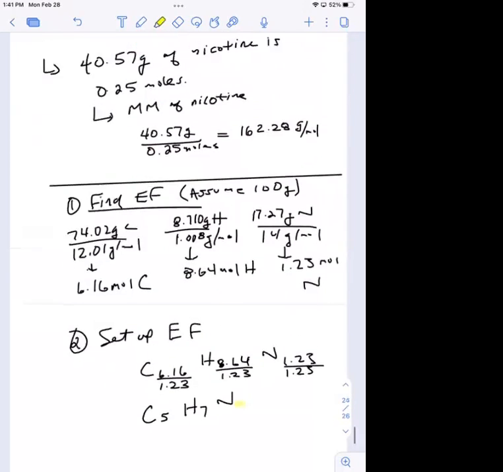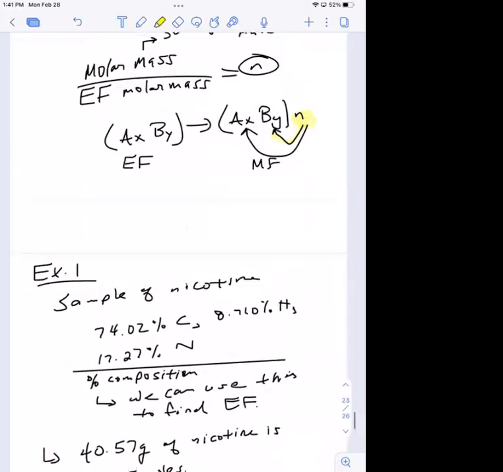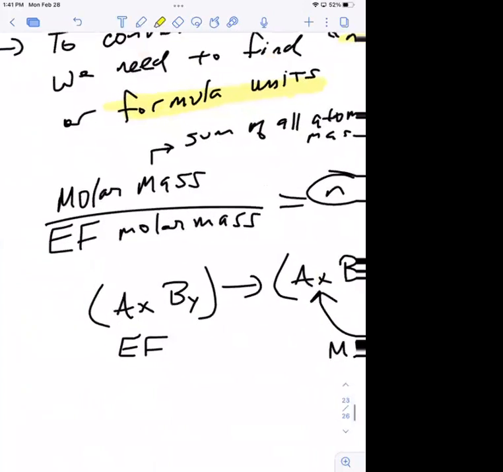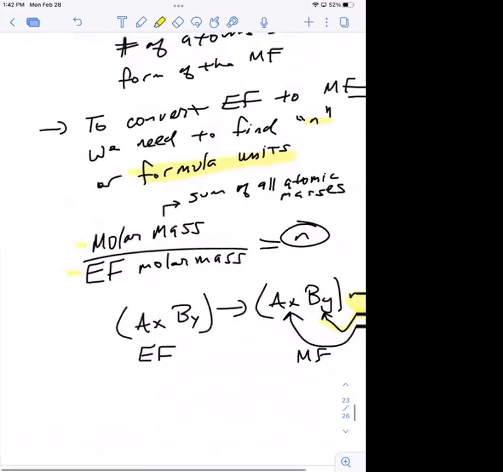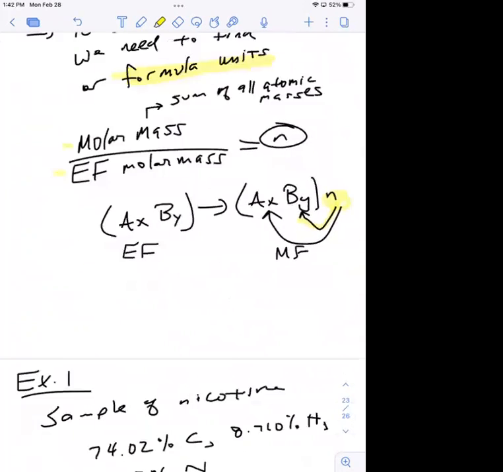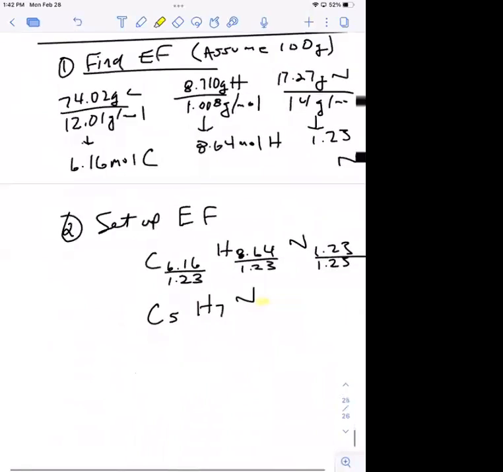All right, so now we have our empirical formula. Let's go back up to our equation to find formula units. We need the molar mass and divide that by the empirical formula molar mass. We know what the molar mass is. We've already found that, right? We took the 40.57 and divided it by 0.25 moles. So we got that number. Let's find the empirical formula molar mass.